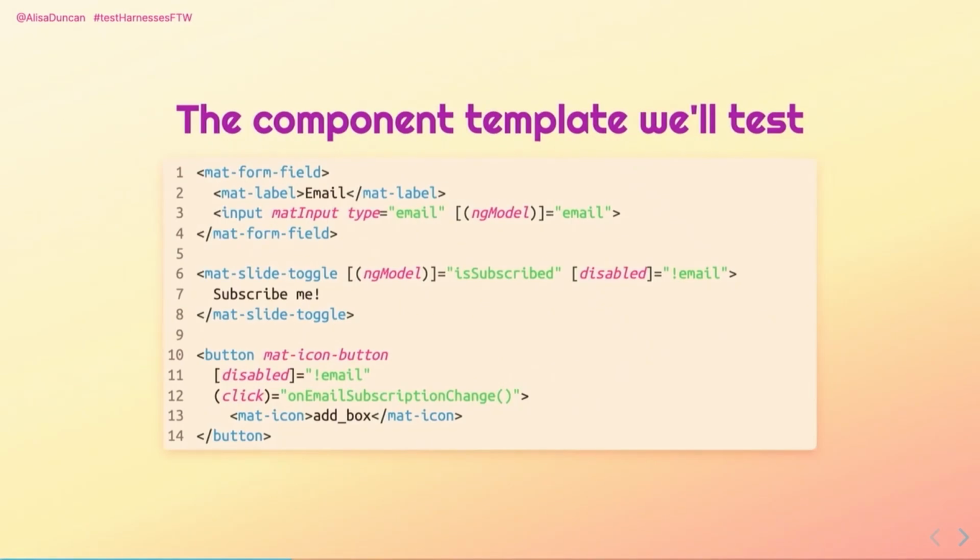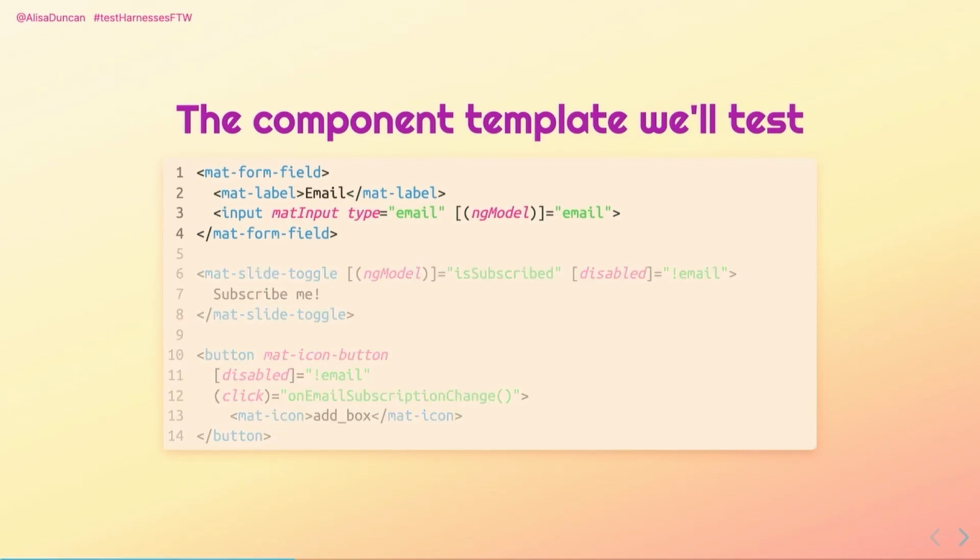So if we look at the component template that we'll be testing, because we're going to be looking at the UI interactivity, it looks something like this. Oh, and if you haven't worked with Angular Material Components before, everything has a mat prefix. Otherwise, it should be pretty descriptive as to what sort of element it is. I hope you can see that okay.